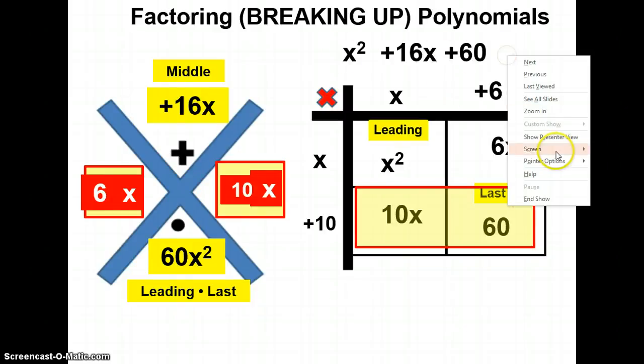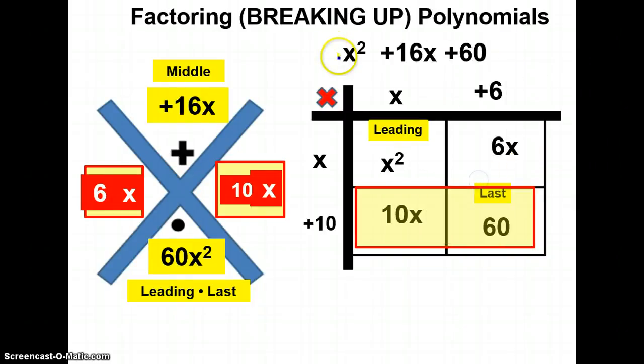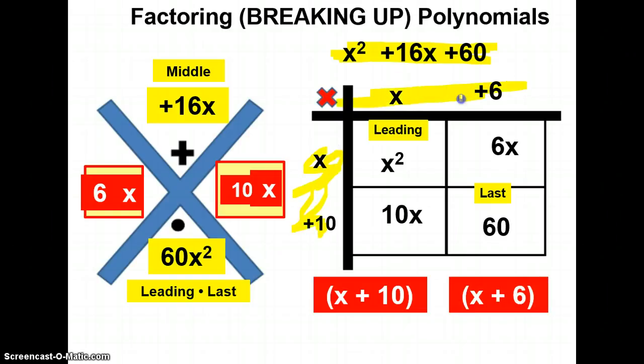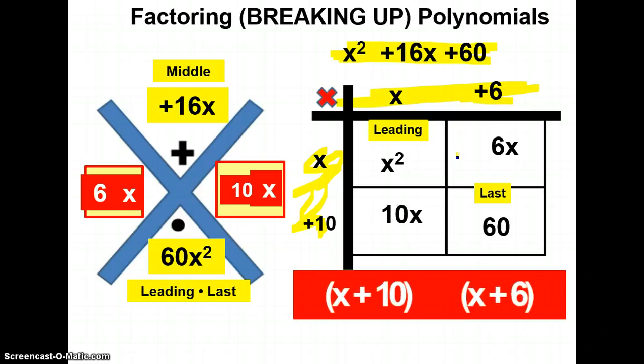So we've successfully factored this right here. We factored out, let me just kind of use the pointer, we've factored this into 2 pieces. X plus 10, which is right here, and x plus 6, which is right there. Let's continue, shall we? You can really see it.